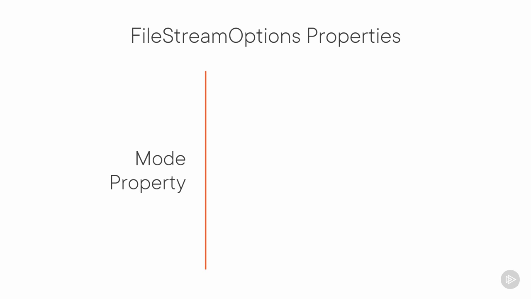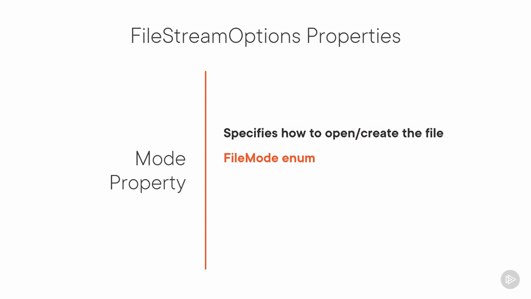The FileStreamOptions class has a number of properties that you can set. The first of these is the mode property. The mode property specifies how you want to open or create the file. It specifies one of the FileMode enumeration values, and it defaults to FileMode.Open.